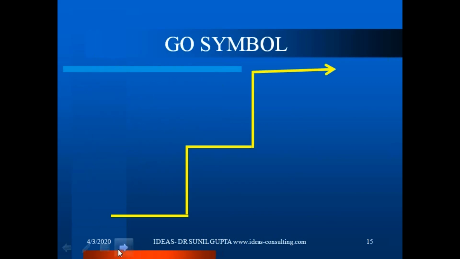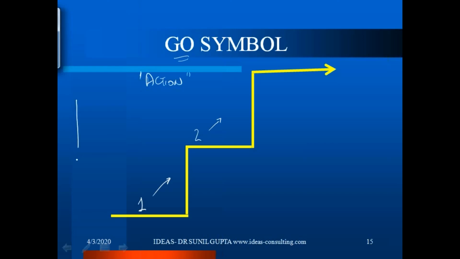The last step is go. Go means have action steps. Action steps means what are we going to do first, what are we going to do second, what are we going to do third, and so on and so forth. What is the action plan that we're going to have?